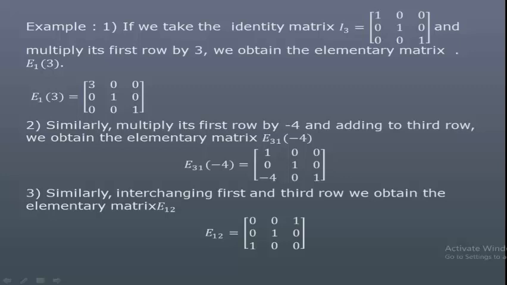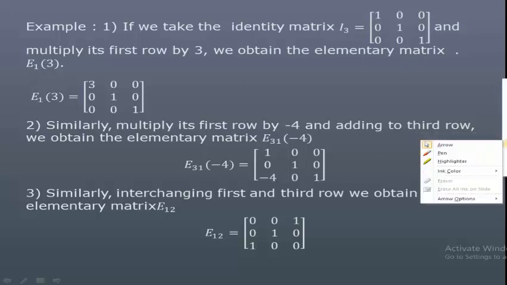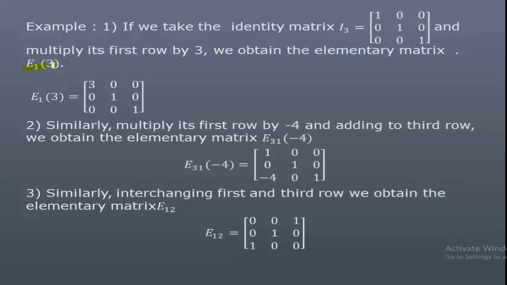If we take the identity matrix I3, which is 1 0 0, 0 1 0, 0 0 1, and multiply its first row by 3, we obtain the elementary matrix E13. How we get it is just by multiplying the first row by 3, so we get 3 here. The first row is 3 0 0, then 0 1 0 and 0 0 1.